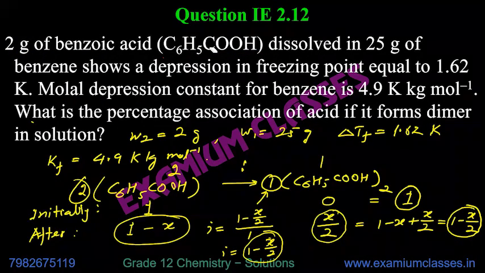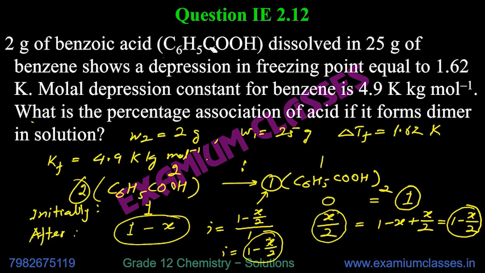Question says that benzoic acid, when dissolved in benzene, dimerizes, but not all. Some part of it dimerizes. With the equation, we will calculate the value of I in terms of X, because percentage association is asked. So we will say let X part be associated, X by 2 will be produced, half of it will be produced. So if X is consumed, X by 2 is produced. So overall after will be 1 minus X by 2, before was 1. From here we got the value of Van 't Hoff factor in terms of X.